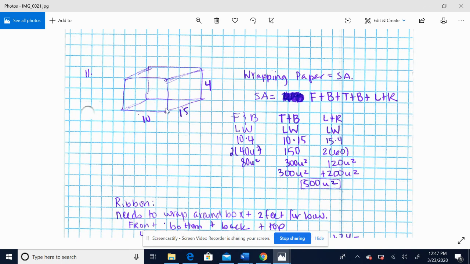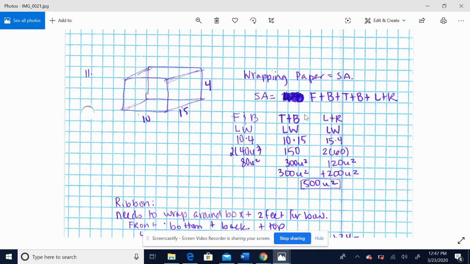The top and the bottom are going to be the same size, the left and the right are going to be the same size, and the front and the back are going to be the same size. Obviously, my drawing is not so great at conveying that, but your box wouldn't really look like a complete prism if that wasn't true, okay?